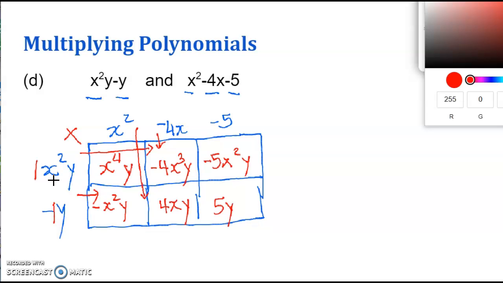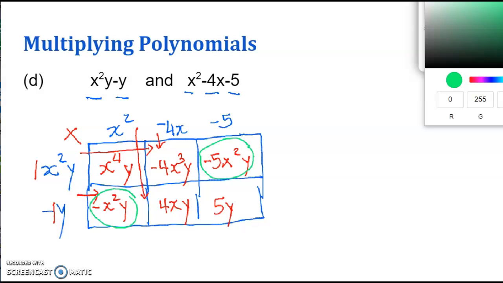Okay? So, x to the power of 4y. Do we have any more x to the power of 4y? We have x to the power of 3y. Is that the same? No, the exponents are different, so they are not the same. Do we have any more x cubed y? No, we don't. Do we have any x squared y? We have one here. Do we have any more? Yes, we do. We have this, and we have this. So that means we do need to combine those before we write down the answer. And then finally 4xy and 5y, they're not like terms, so we do not combine.